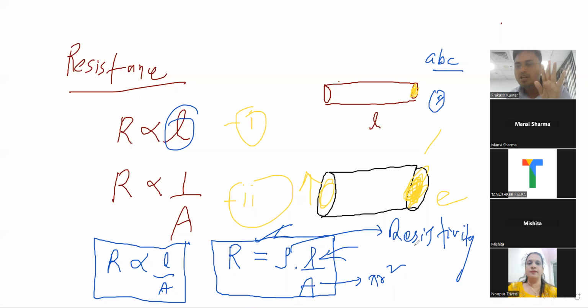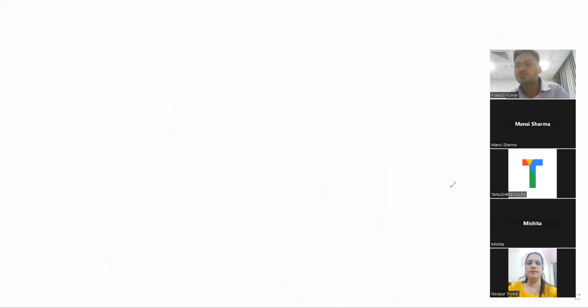Okay. So this point is okay. Now what exactly we have to, you also know this, right? So now my point is R equal to rho into L by A.